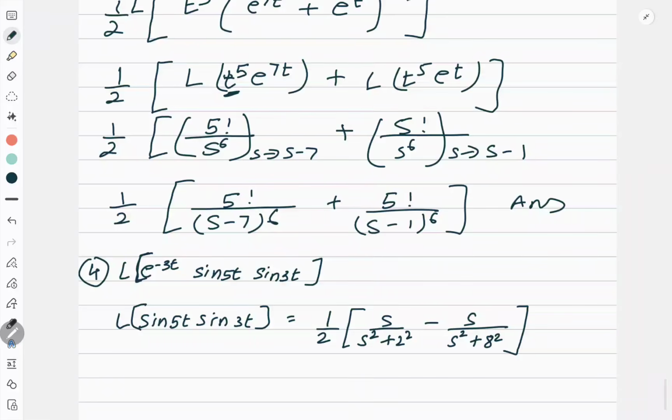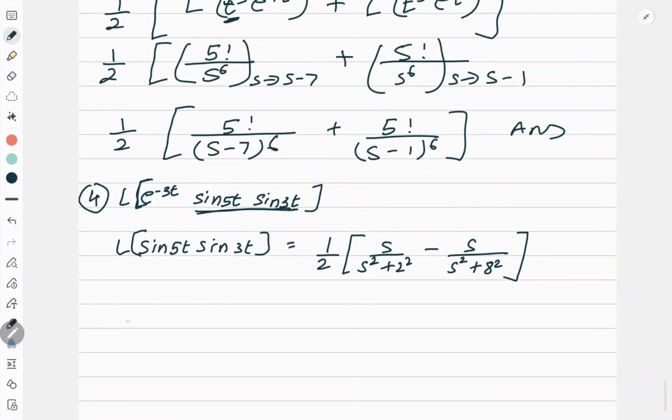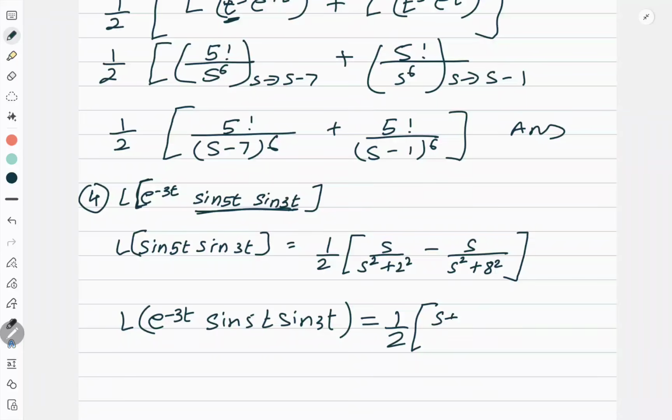Go to the next one. See, we have already done this question, and Laplace of this was this. In my last video, you can see this question. So what is the Laplace of e to the power minus 3t, sine 5t and sine 3t? In place of s, I will just put s plus 3. So (s plus 3) square plus 2 square minus (s plus 3) square plus 8 square, and I am done.